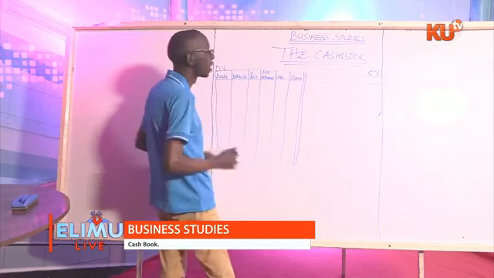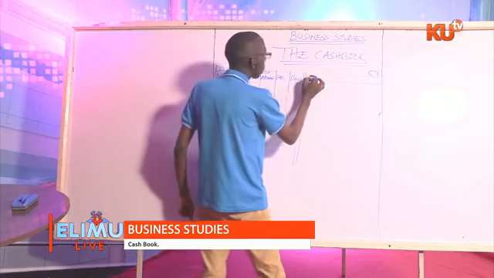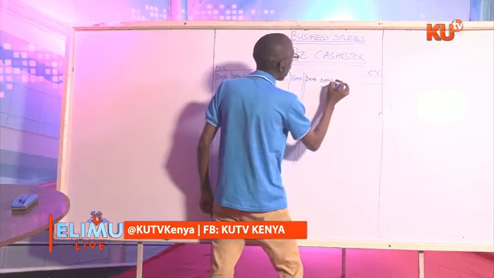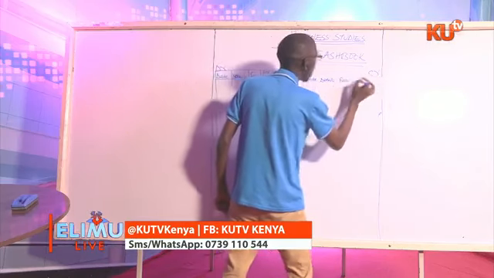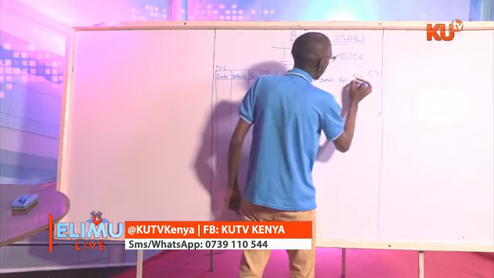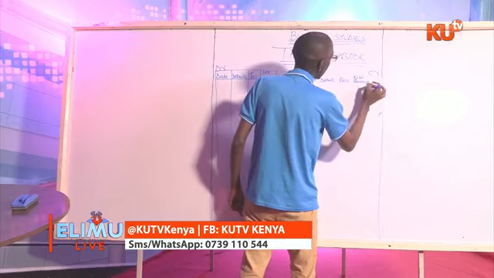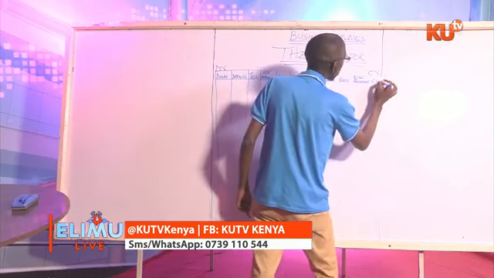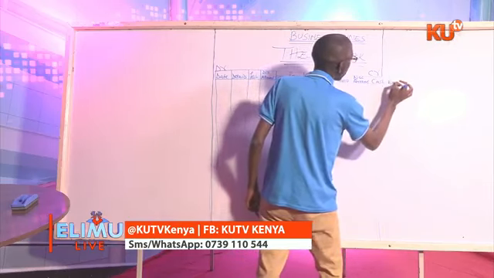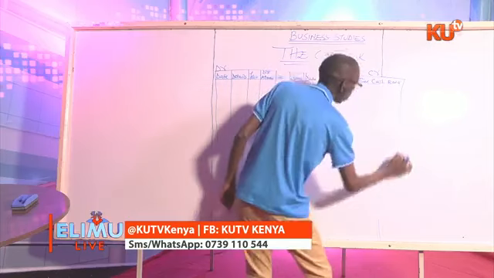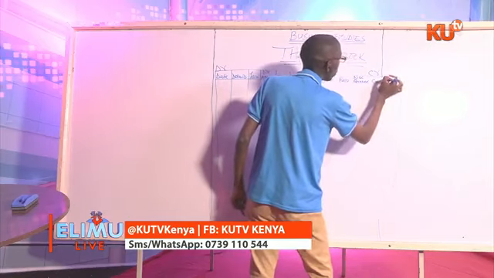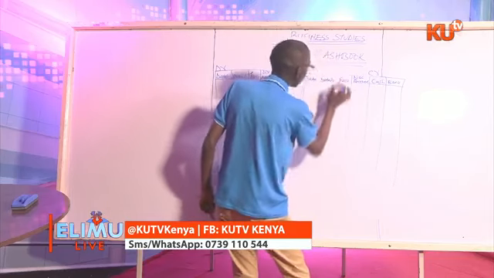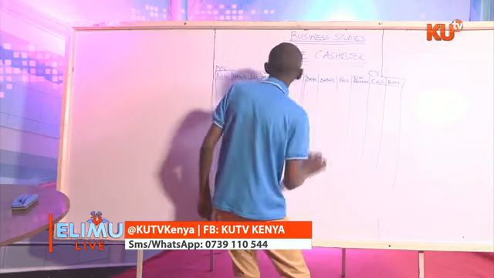The same is there on the credit side. We have the date, the details, the folio, but now here we have discount received. Then we have the cash, and then we have the bank column. This is the format of a 3-column cash book.